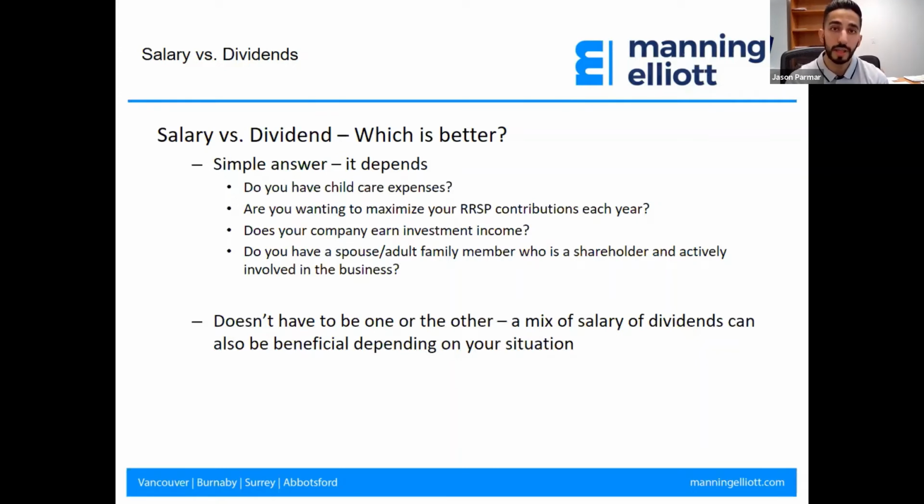In that example that Graham was previously speaking to, companies that earn investment income pay a higher rate of tax, so you are able to recover some of those taxes if you pay a dividend. Another question to consider is, do you have a spouse or an adult family member who is a shareholder and actively involved in the corporation? And I think most importantly, it doesn't have to be one or the other. Sometimes a mix of salary and dividends is the most beneficial option. But once again, it depends on the person. So now I will pass it over to Mike.